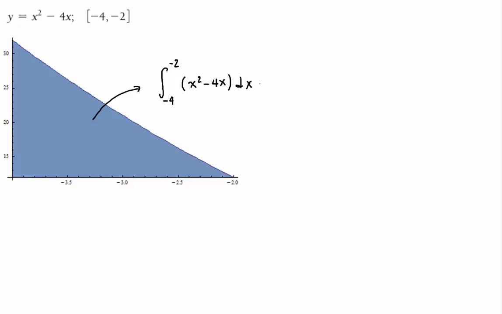The first fundamental theorem of calculus allows me to evaluate this by simply finding the antiderivative. It would be x cubed over 3, and then minus 4x squared over 2, which is 2x squared. And I evaluate it between negative 2 and negative 4. I said it backwards earlier: negative 2 and negative 4.